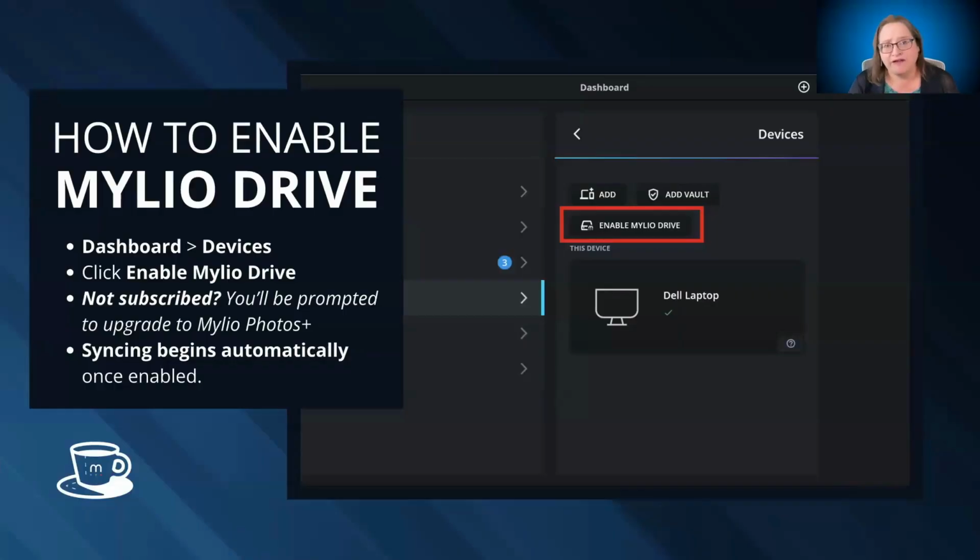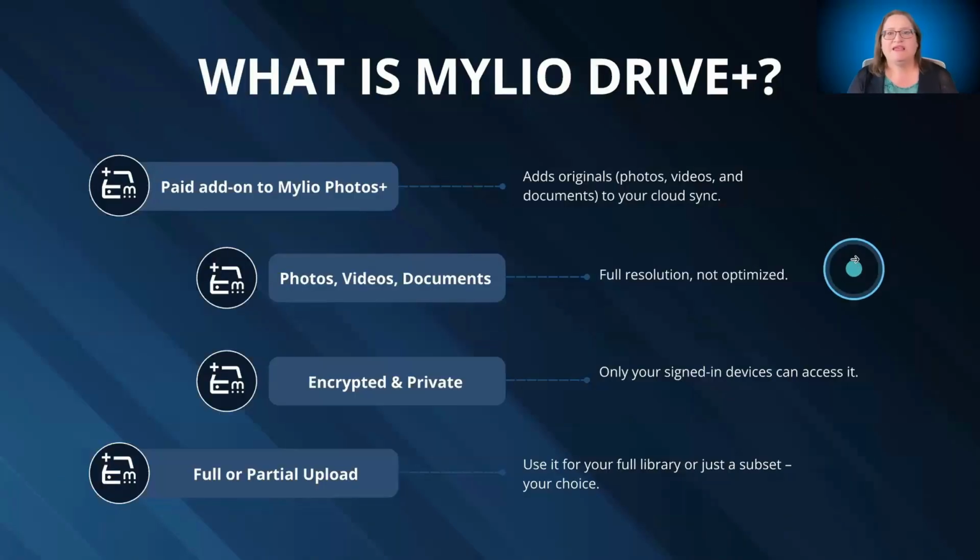So again, up here at the top, you'll just click on Enable Mylio Drive. And if you are not a Mylio Photos Plus subscriber, you'll be prompted to go ahead and upgrade to Mylio Photos Plus. So if you're on the free version and you try to enable Mylio Drive, it will try to upsell you. And then once that's all done, syncing begins automatically. You don't have to do anything else. It's very, very simple, very, very seamless.